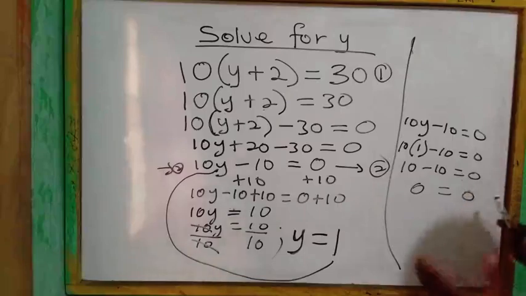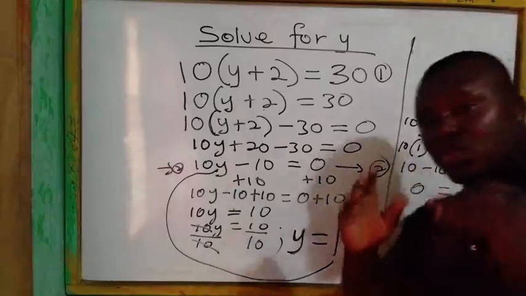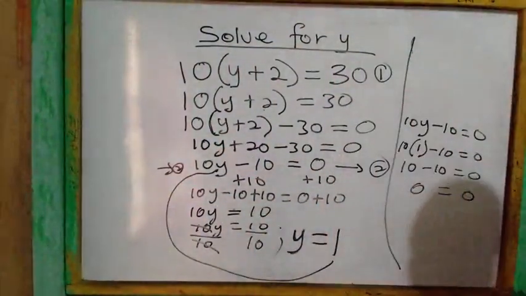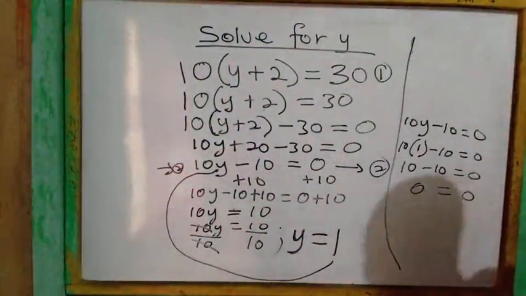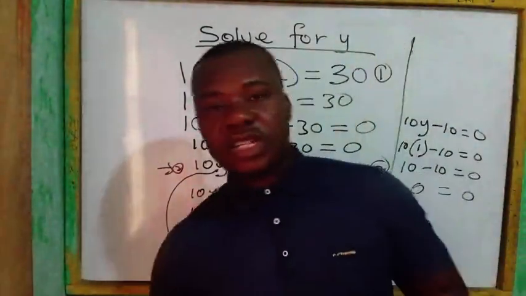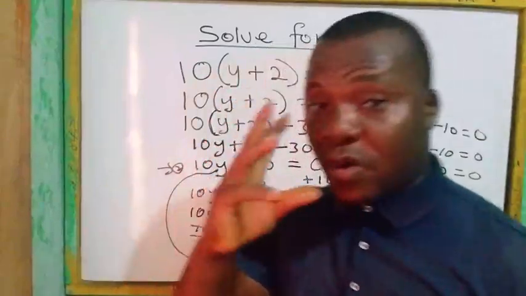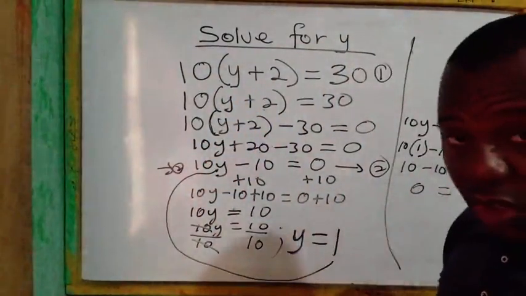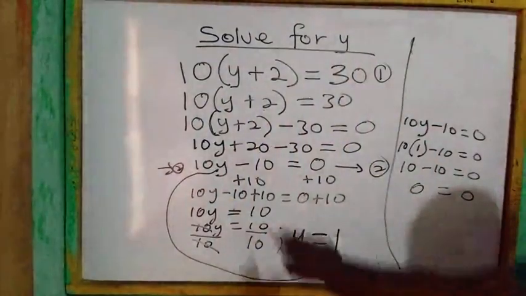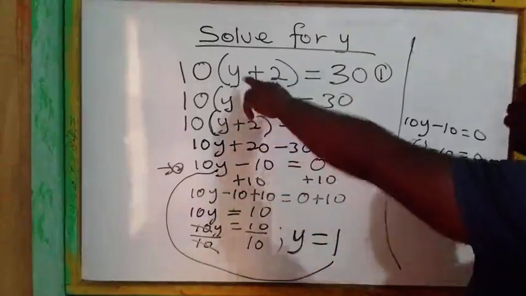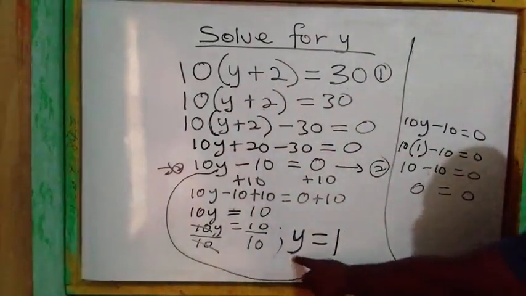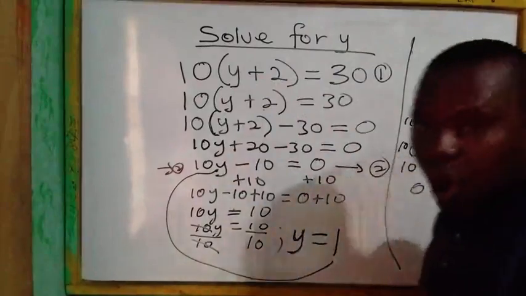So you see, using this method, when you want to solve mathematics easily, make sure you do transposition and do your subtractions and your additions very well, so that at the end you can get your result very well. So at the end of it all, 10 bracket open y plus 2 bracket close equal to 30. The final answer is y equal to 1.